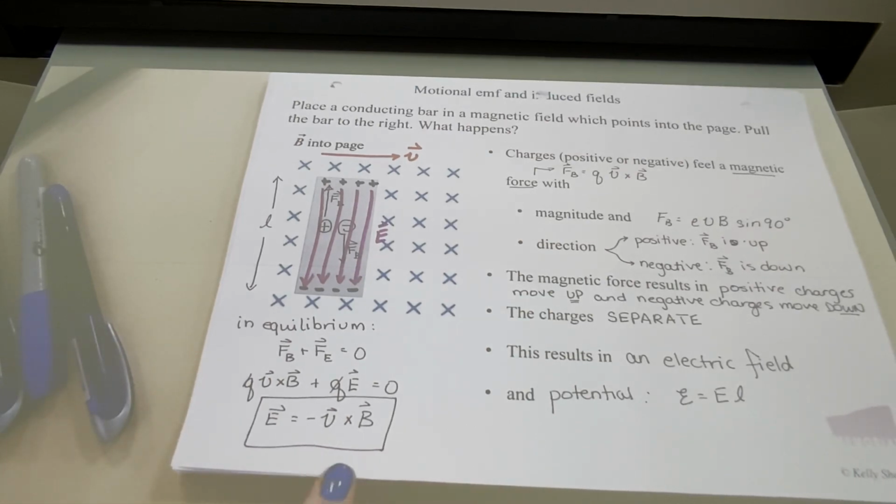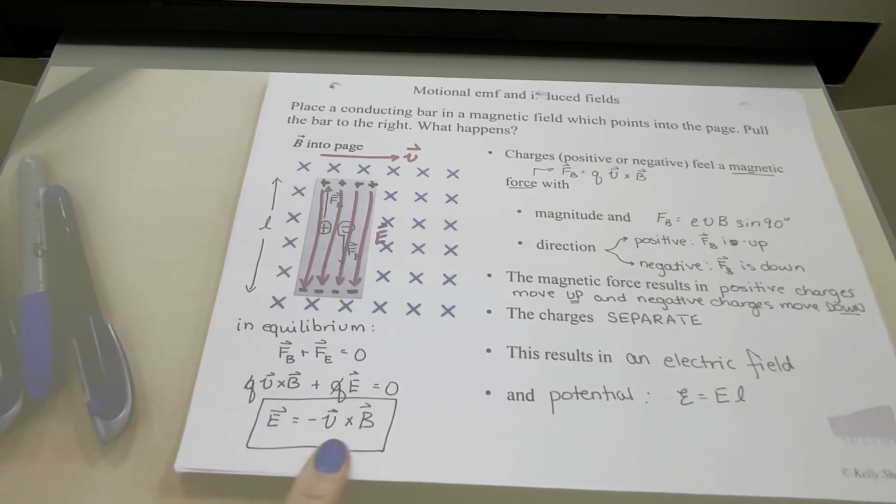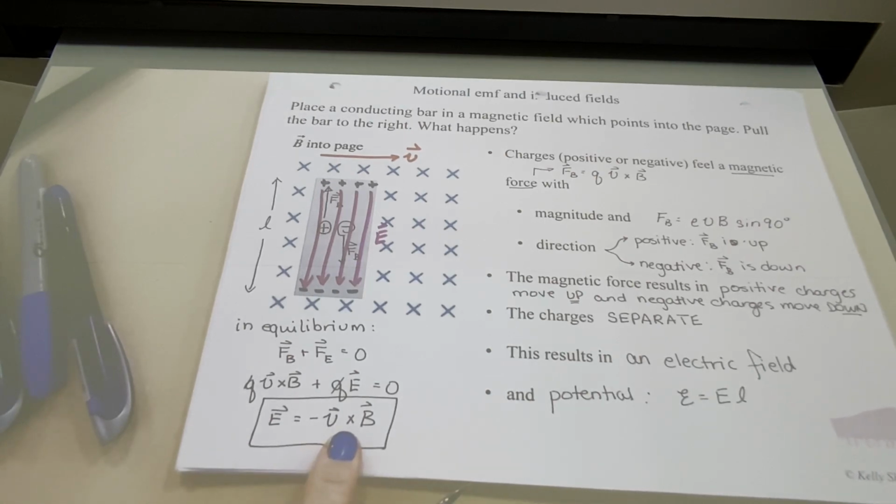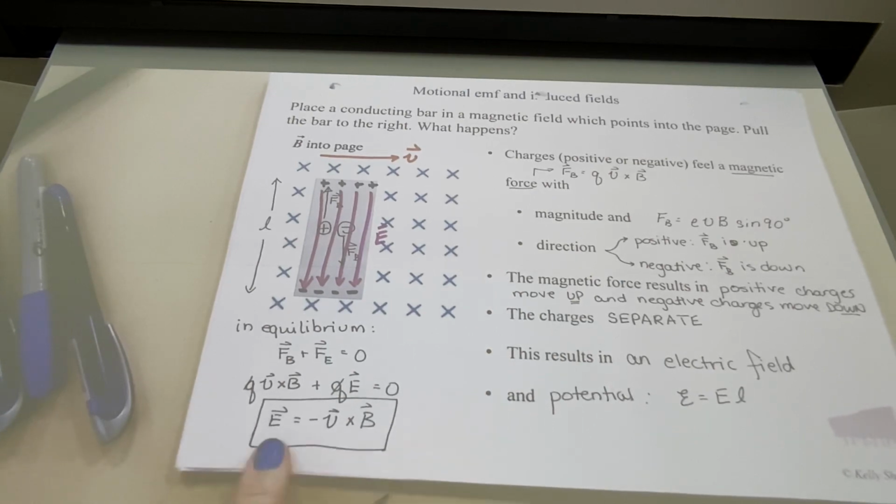So this tells us that we get an electric field induced just by the motion in a magnetic field. So a magnetic field can create an electric field. So that's kind of interesting.